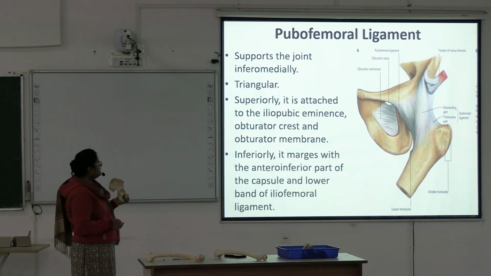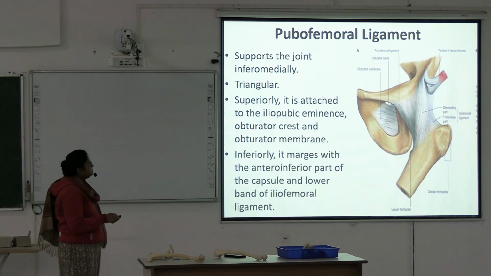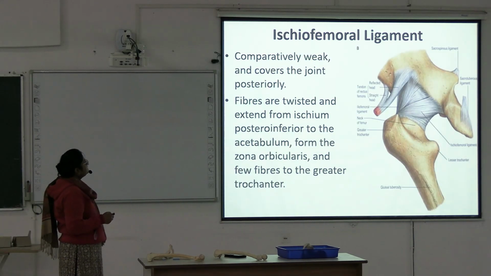Inferiorly it merges with the antero-inferior part of the capsule and the lower band of the iliofemoral ligament. So this is the attachment of the pubofemoral ligament. Next we go to the ischiofemoral ligament. It is comparatively weak and covers the joint posteriorly. This is the ischiofemoral ligament.